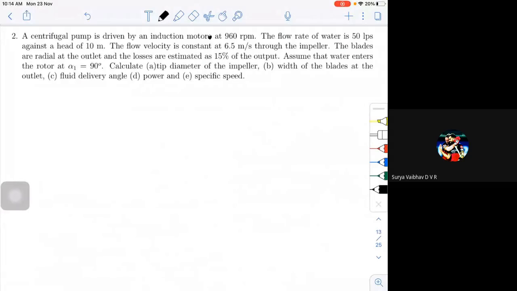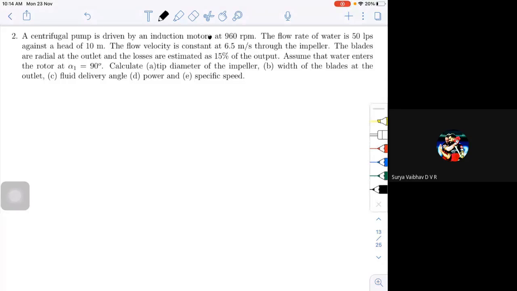1 liter per second is equal to 1 into 10 to the power of minus 3 meter cube per second. Just multiply by 10 to the power of minus 3 or divide by 1000. If you do that, you will get meter cube per second. That's why I gave it in liters per second. So the flow rate of water is 50 liters per second against a head of 10 meters.